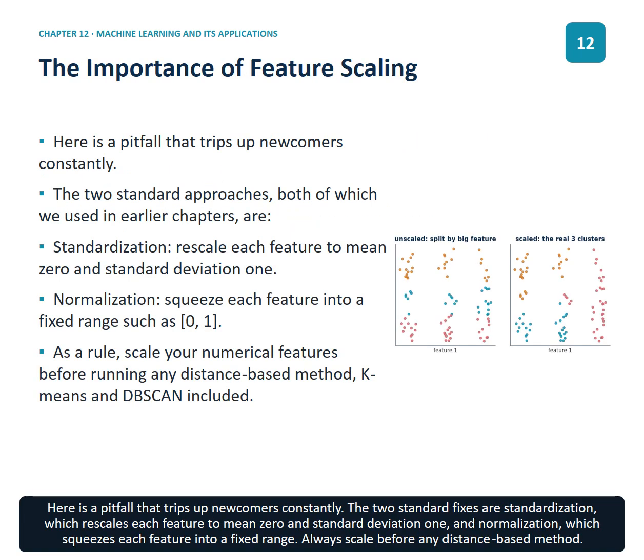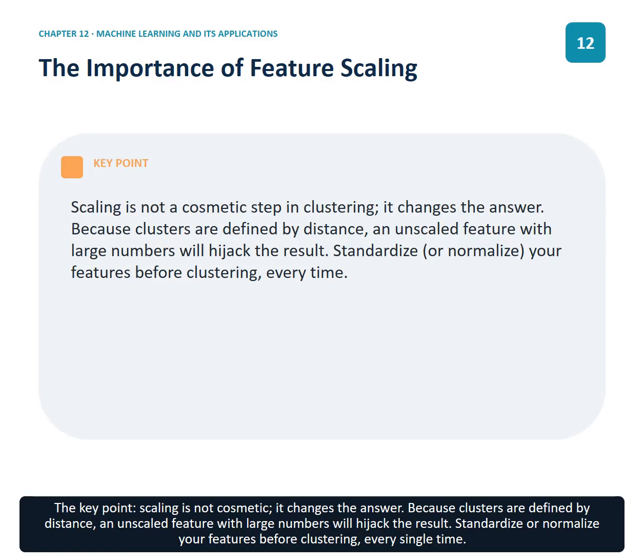Here is a pitfall that trips up newcomers constantly. The 2 standard fixes are standardization, which rescales each feature to mean 0 and standard deviation 1, and normalization, which squeezes each feature into a fixed range. Always scale before any distance-based method. The key point: scaling is not cosmetic, it changes the answer. Because clusters are defined by distance, an unscaled feature with large numbers will hijack the result. Standardize or normalize your features before clustering every single time.